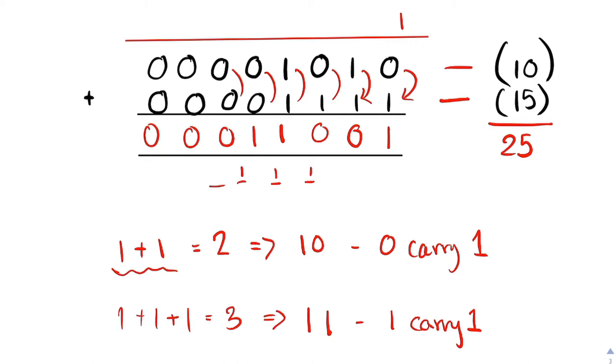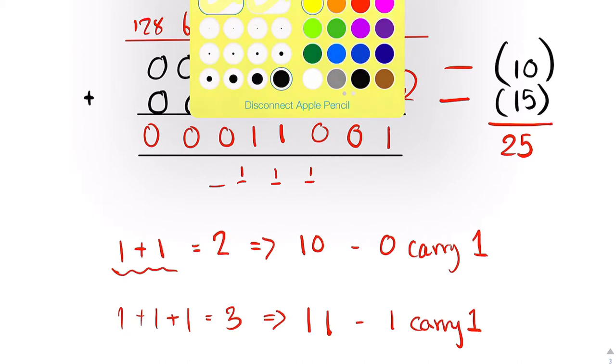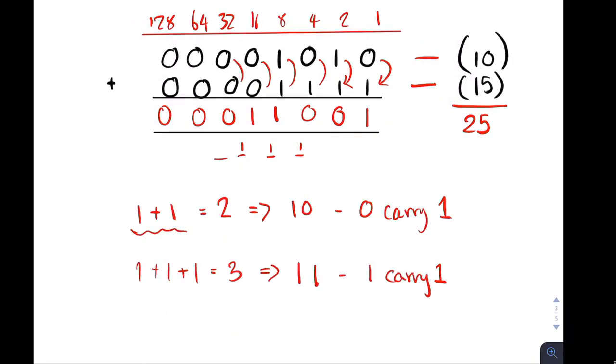So there's my 1 column, 2 column, 4's column, 8's column, 16's column, 32's column, 64's column, and 128's column. So let's have a look at what we've got here. We've got no 128s, we've got no 64s, we've got no 32s. We do have a 16, so let's add that, 16.